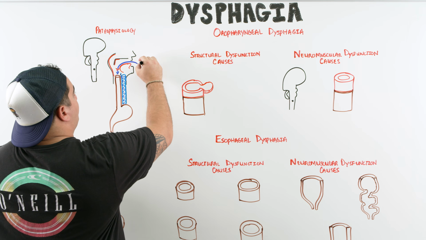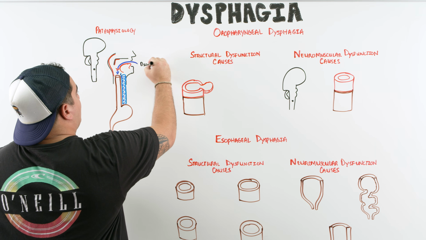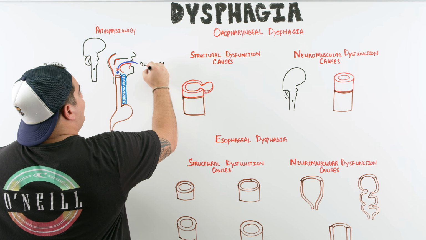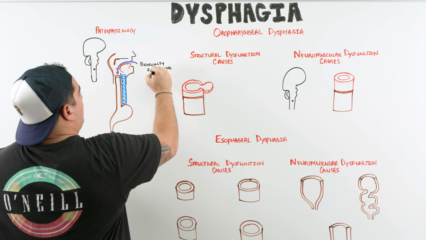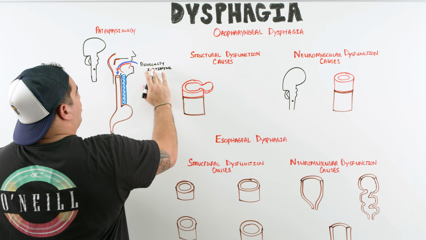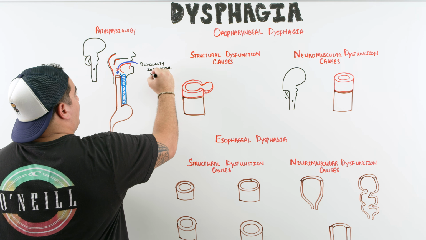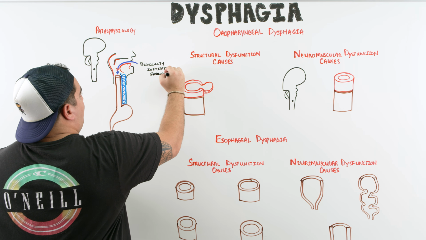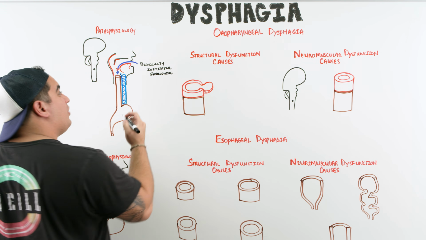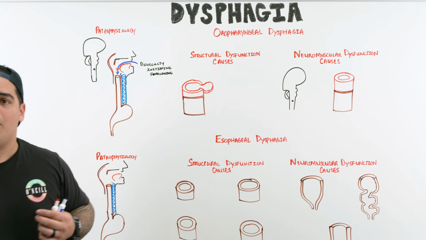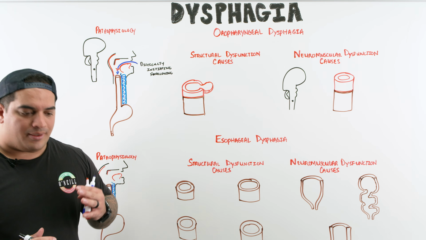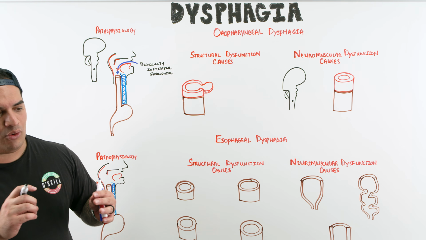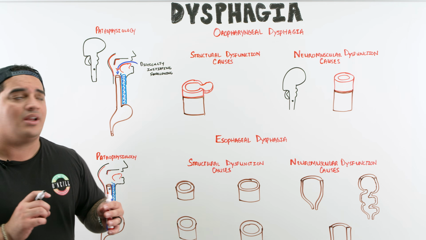So let's write that down. It's difficulty initiating, and I think that really helps you to understand this. Oftentimes when you're going to your patients and you're asking them these things, I think this is the best way to describe it to them. Like, are you having difficulty initiating the swallowing process? That may help you.